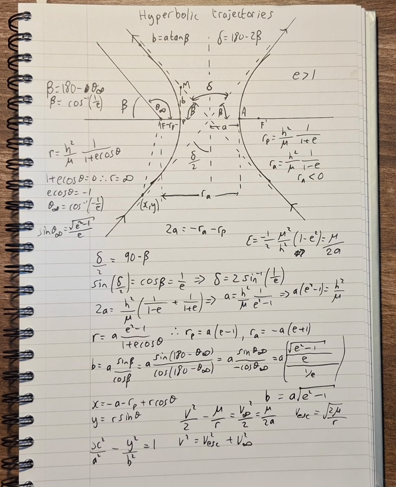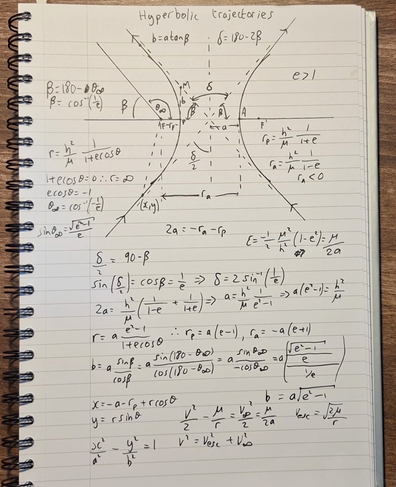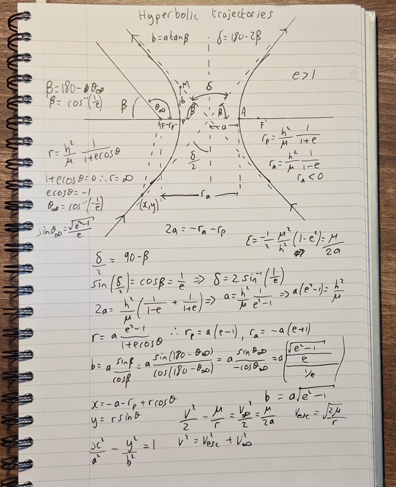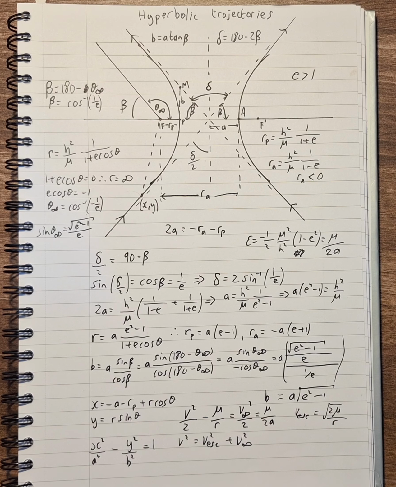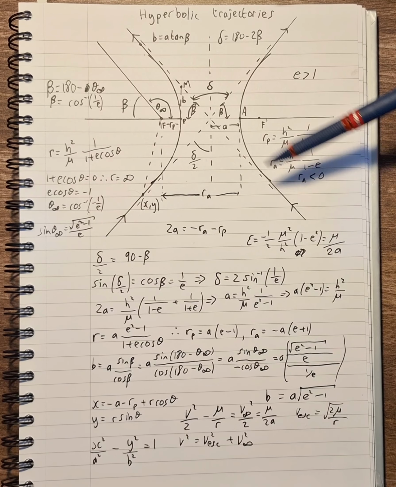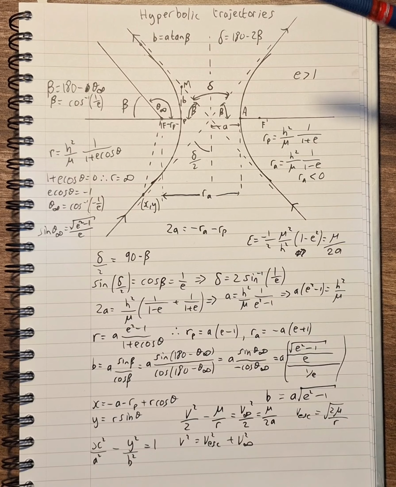So hyperbolic trajectories. This is the point where your eccentricity is greater than 1. A circular orbit has eccentricity 0. An elliptical orbit has eccentricity greater than 0 and less than 1. A parabolic orbit has eccentricity equal to 1. And hyperbolic eccentricity is greater than 1. And what happens when it becomes greater than 1 is we get an interesting kind of visual occurring in the mathematics of it.